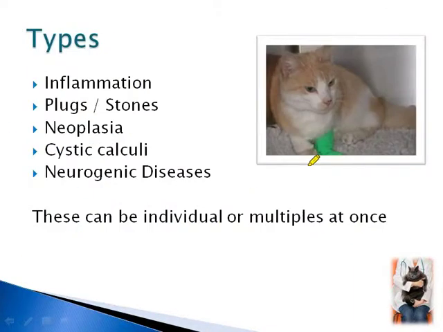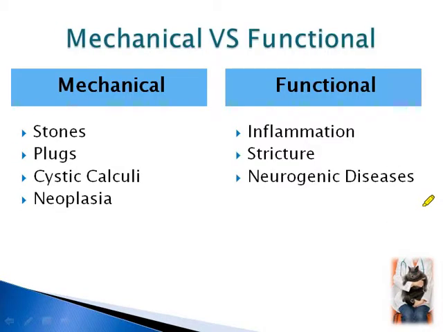So when we talk about these different titles and these obstructions, we can have obstructions because of inflammation, we can have obstructions because of plugs or stones, we can have neoplasia, we can have cystic calculi, and we can also have neurogenic diseases which cause an obstruction. So in any of our patients, these can be because of an individual component of these, or because of multiples of them occurring at the one time.